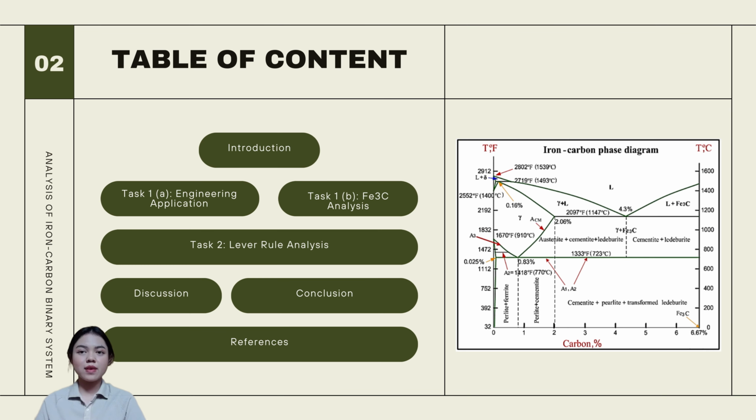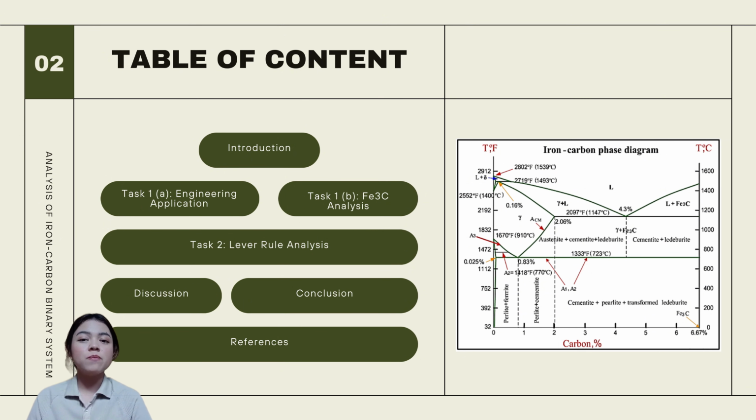Let's begin with the overview outline in our table of contents. First, we will introduce the topic and its relevance in material science and engineering. Then, we will move into task 1, which includes two subtopics: the engineering applications and iron-carbon analysis, delving into the structure and the significance of cementite. Following this, task 2 explores the lever rule analysis, essential for understanding phase proportions in the iron-carbon diagram.